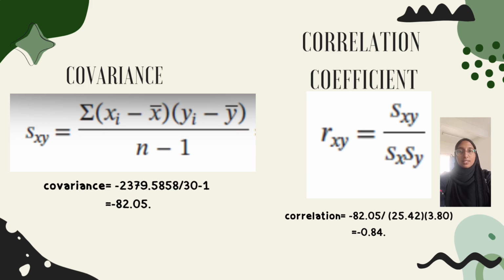We will continue this step until our last number of production cost and profit margin for each. At the end, we will get negative 82.05 after dividing the sum by n minus 1. Our n is 30. For our correlation coefficient, we will get negative 0.84 by dividing by the standard deviation of x and the standard deviation of y, which are 25.42 and 3.80. Negative correlations are usually imperfect, meaning that the data points don't exactly fit the trend.